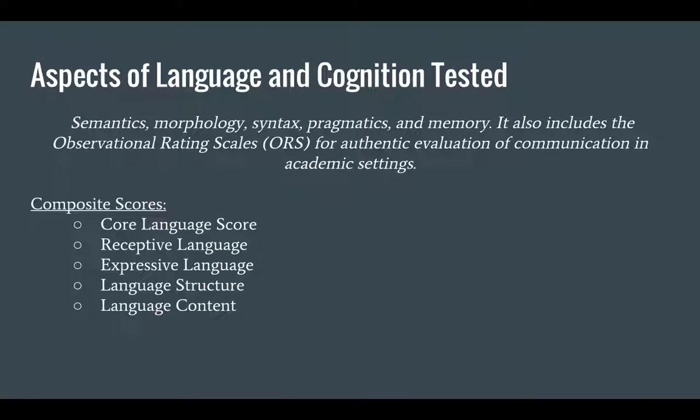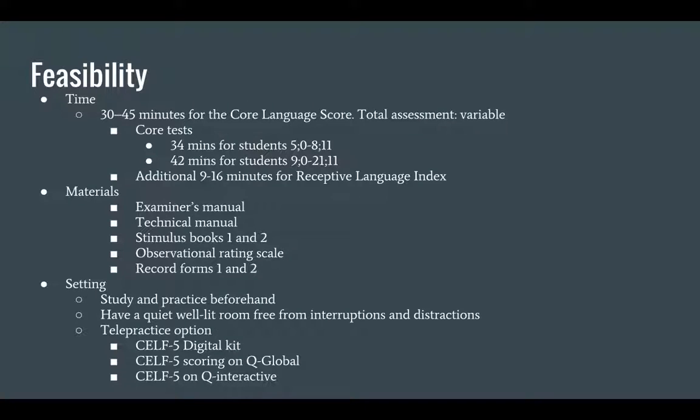So the aspects of language and cognition tested include a lot: semantics, morphology, syntax, pragmatics, and memory. It also includes the Observation Rating Scales, ORS, for authentic evaluation of communication in academic settings. The composite scores are comprised of five subcategories: the core language score, receptive language, expressive language, language structure, and finally language content.